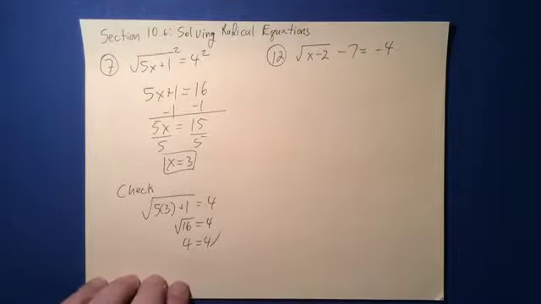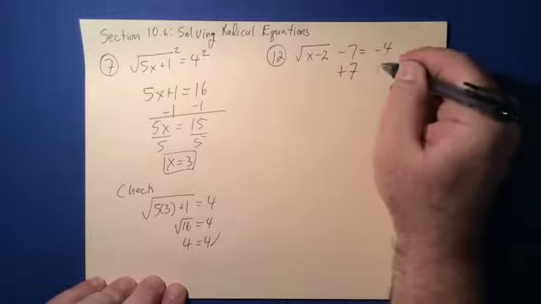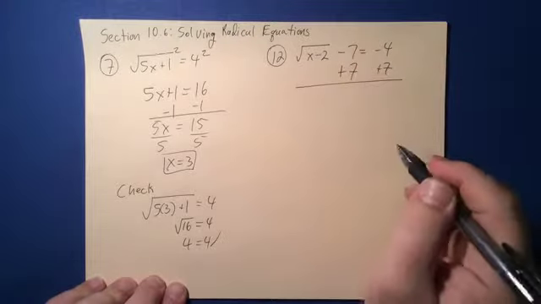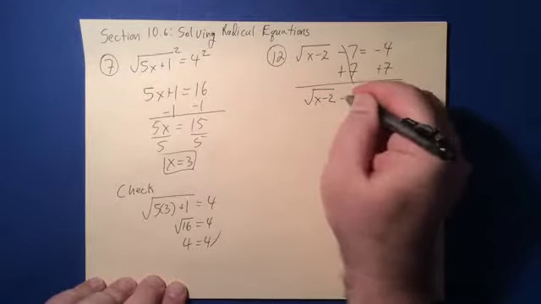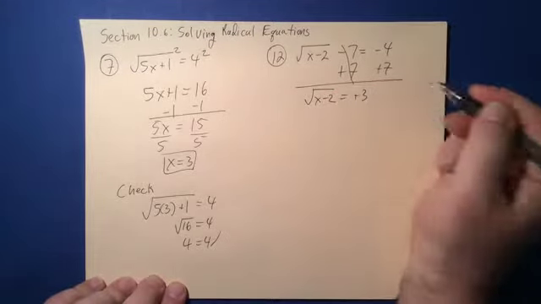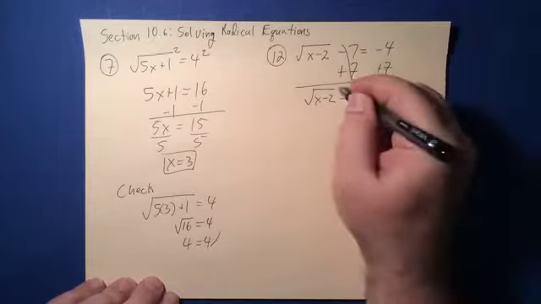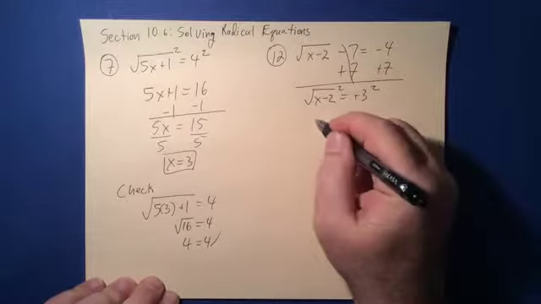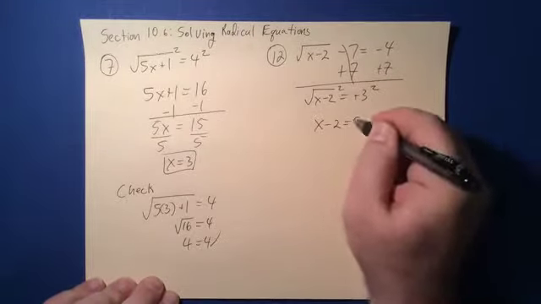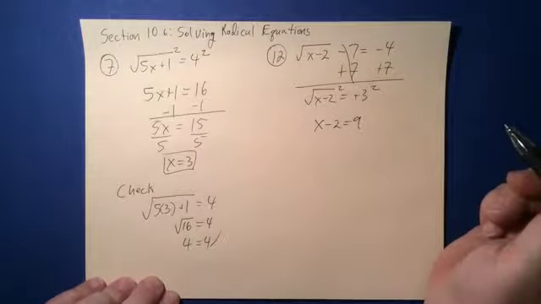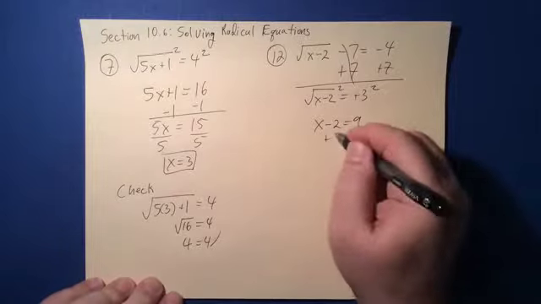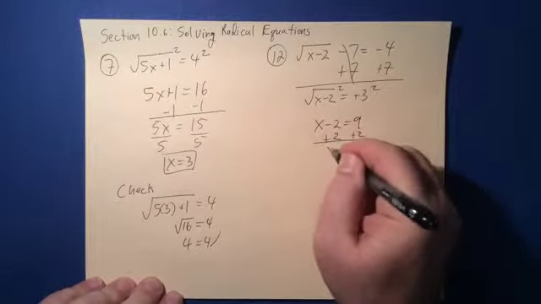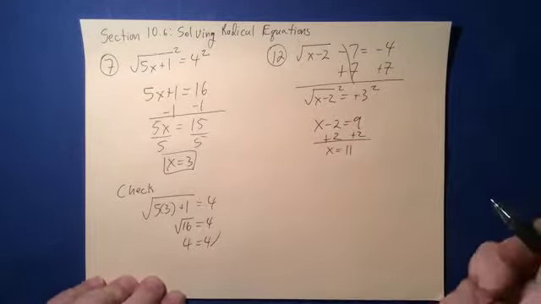So I'm going to add 7 to both sides. And when I do so, that's going to give me the square root of x minus 2 is equal to plus 3. At this point, I can go ahead and square both sides so that I can get x minus 2 is equal to 9. And most of you could probably look at that pretty easily and recognize that if I add 2 to both sides, x is going to equal 11.